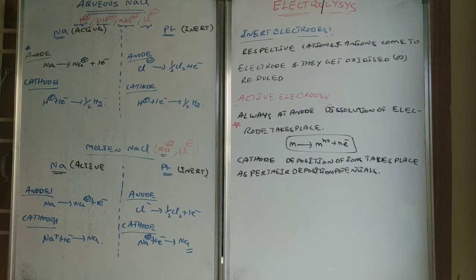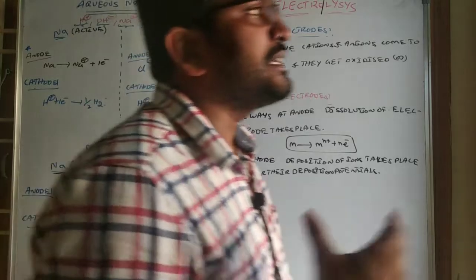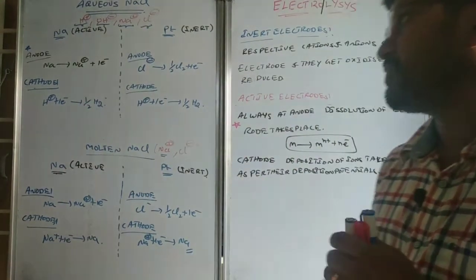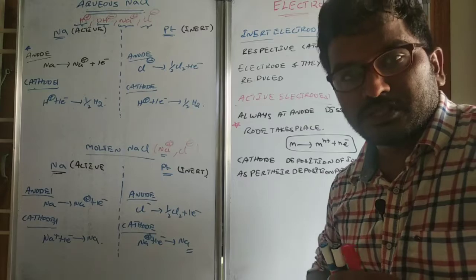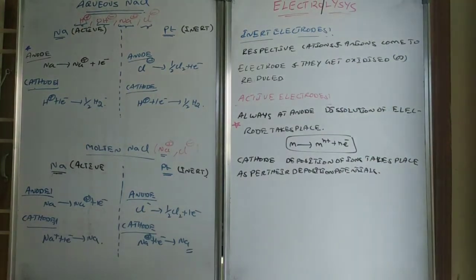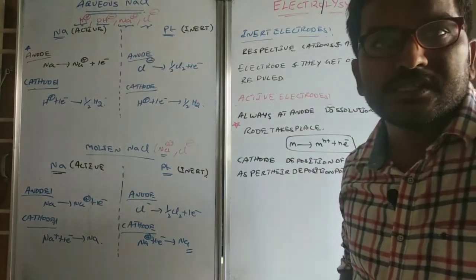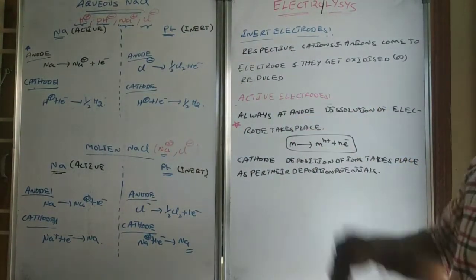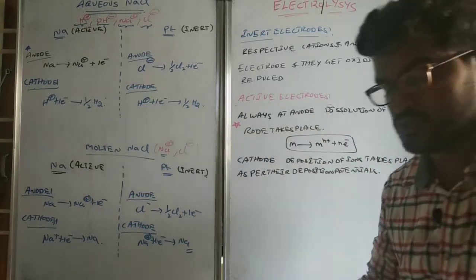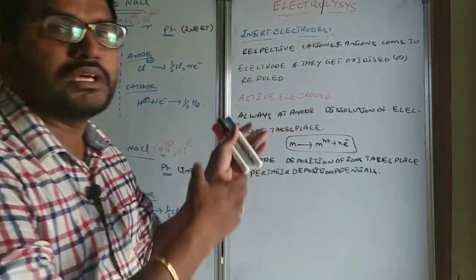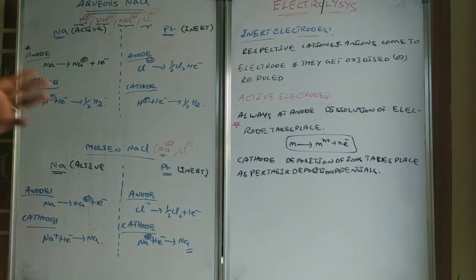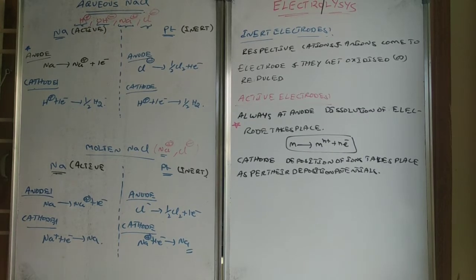It seems to be simple only, but actually it is very complicated. Understanding whether it is an active electrode or an inert electrode, that is the major task. And after that, identifying which ion comes and is deposited at the electrode, that is one more thing you should be cautious about. In the inert electrodes case, the respective cations and anions will come and deposit. In the active electrodes case, the anode will always dissolve, and deposition will be based on the ions available. Go through this. I will give one more example. You will get clarity on the differences between them.